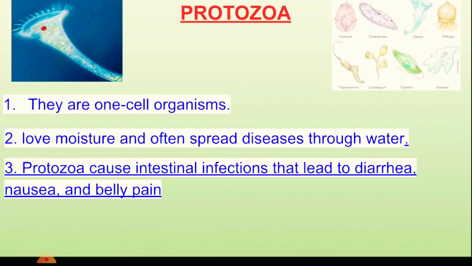Protozoa cause intestinal infection that leads to diarrhea, nausea and belly pain. Diarrhea, okay, nausea and stomach. Belly means stomach pain. Sometimes stomach ache will occur in our body if protozoa goes inside our body. The main thing is that it can enter our body by water. Okay, so that's all about the types of germs.